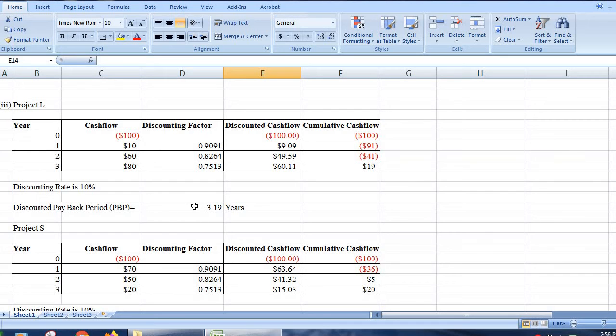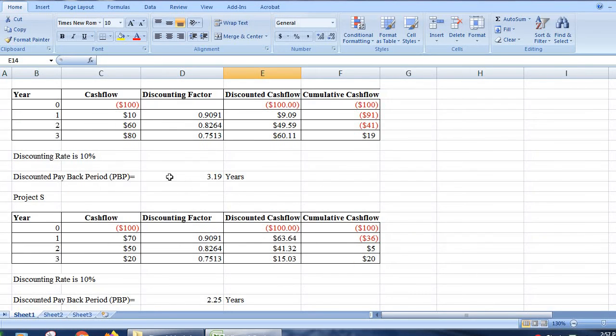Select this cash flow, which is the initial investment at time 0, divided by 1.1, where 1.1 reflects the discount rate of 10%, to the power of time, which is 0, enter. Now we drag this and the other years are calculated automatically.